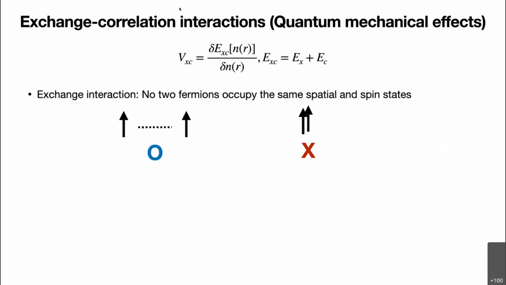This exchange correlation interaction is a purely quantum mechanical effect. And this exchange correlation energy is actually divided into two parts. The first one is the exchange energy. This is very similar to the Pauli exclusion principle. Basically, two fermions cannot occupy the same spatial and spin state. So it's basically similar to the Pauli exclusion principle.